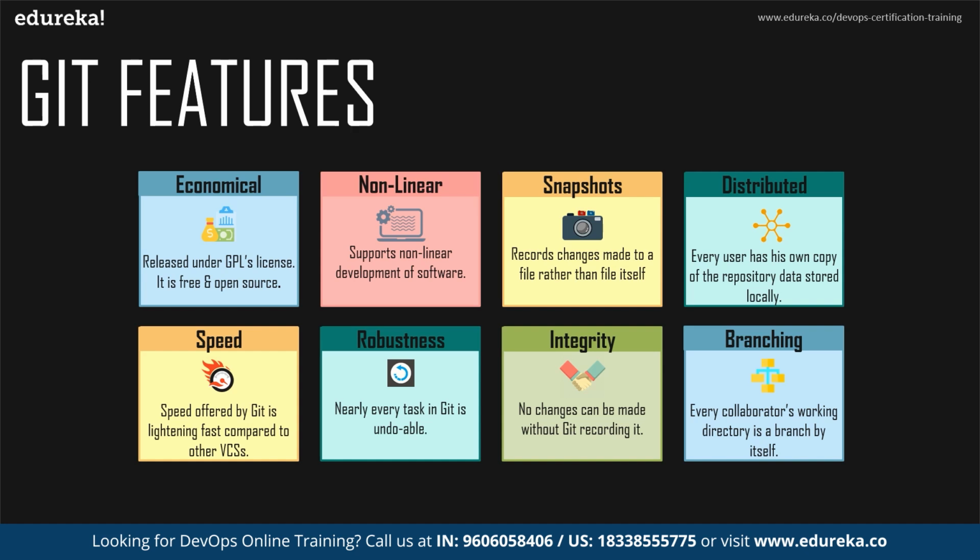Then it's a distributed system, which means every user has their own copy of the repository and the data is stored locally. Git gives each developer a local copy of the entire development history, and the changes are copied from one such repository to another. These changes are imported as additional development branches and can be merged in the same way as a locally developed branch. And finally, it's easy branching.